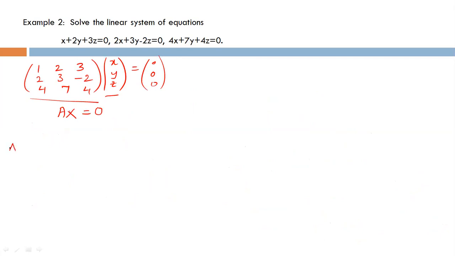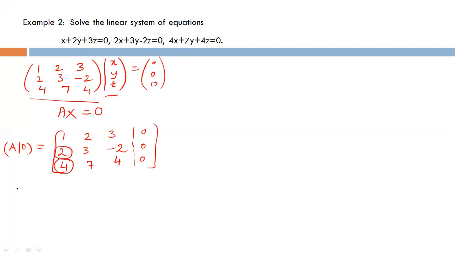If we write it in the form of an augmented matrix, it is equal to 1, 2, 3, 2, 3, minus 2, 4, 7, 4, 0, 0, 0. Now change it into row echelon form. So I'm going to make these entries 0 using row operations: R2 replaced by R2 minus 2R1, R3 replaced by R3 minus 4R1.